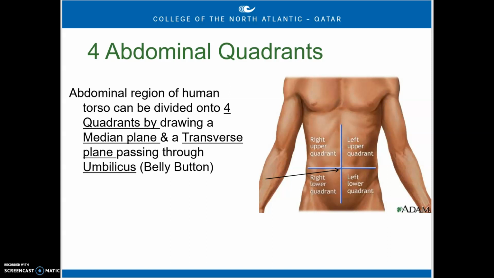Now, in order to get these quadrants, what we do is we draw a line. First, we draw a transverse plane that goes through the umbilicus, which is the belly button. So a line straight across the belly button, and that's this one right here. And then from there, we do a mid-sagittal plane, a medial plane, that goes right down the center line of the body. So the belly button is the apex of the center of the grid, and then from there we get our different quadrants.